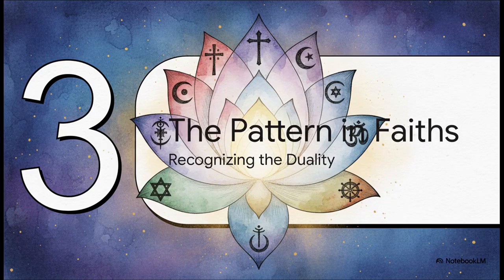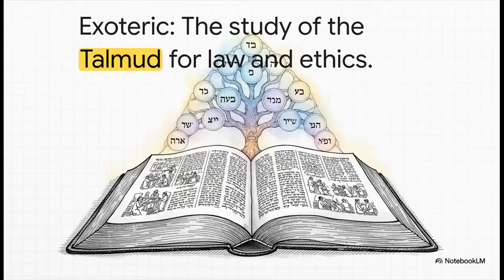Okay, so this isn't just some abstract philosophical idea. This is the wild part. Once you see this pattern, you start seeing it everywhere, especially when you look at the world's major religions. Take Judaism, for example. The exoteric side is the study of the Talmud. It's this huge, detailed guide to law and ethics for the entire community. But then you have the esoteric path, Kabbalah, which is this deep, mystical dive into scripture, all about trying to understand the very nature of the divine.